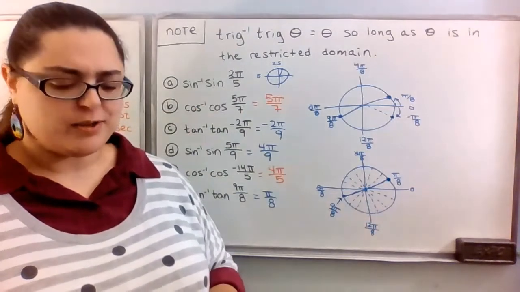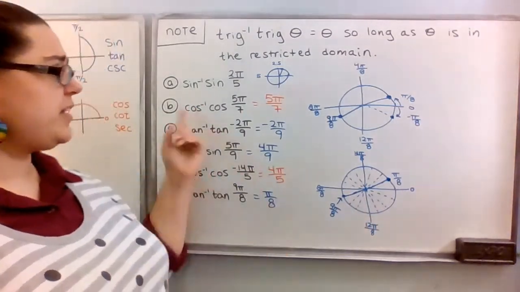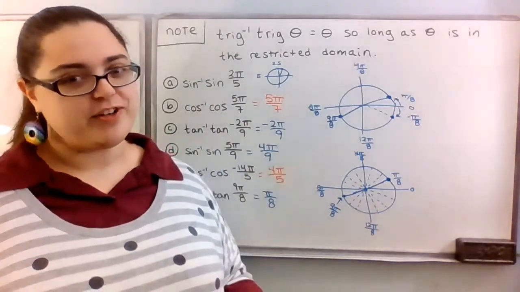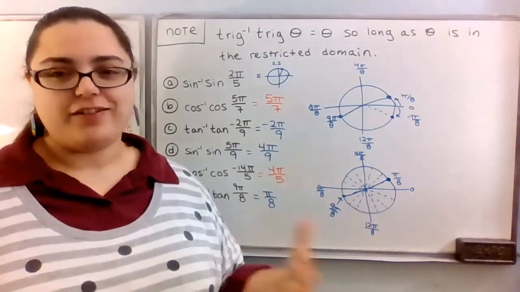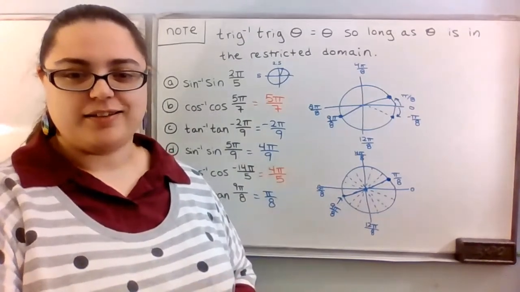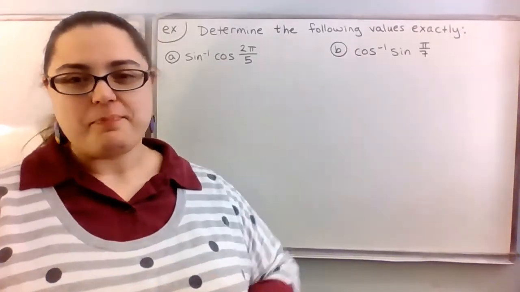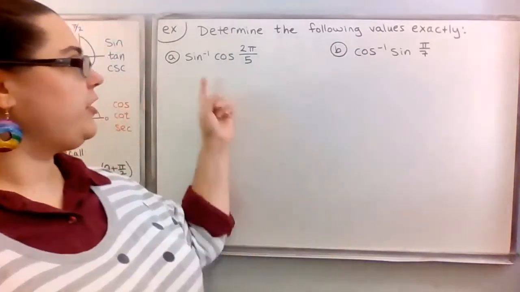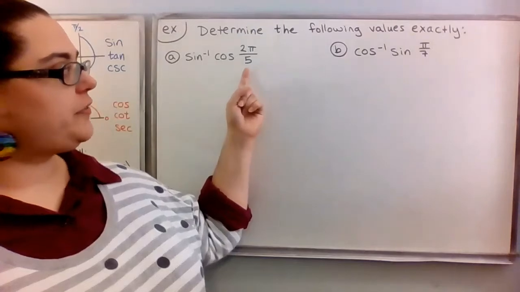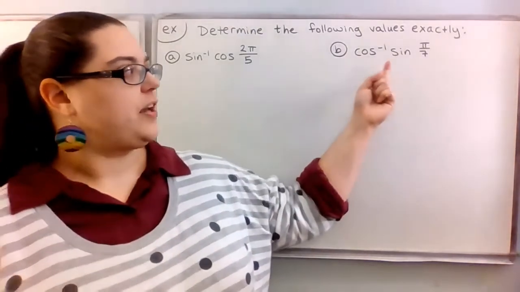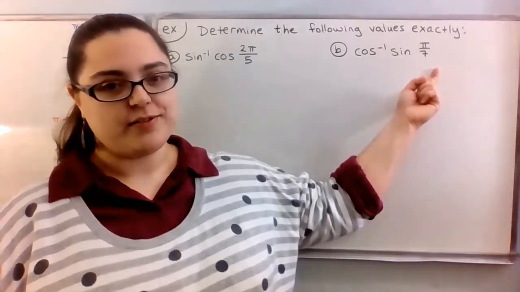Whew. All right, so we've done a few where we have the same trig function, but as before, we don't need to have the same trig function. So for instance, we could have inverse sine of cosine. So let's see what that's going to look like. For this example, we're going to do two problems. We're going to figure out inverse sine of cosine of 2 pi fifths, and we're going to figure out inverse cosine of sine of pi sevenths.